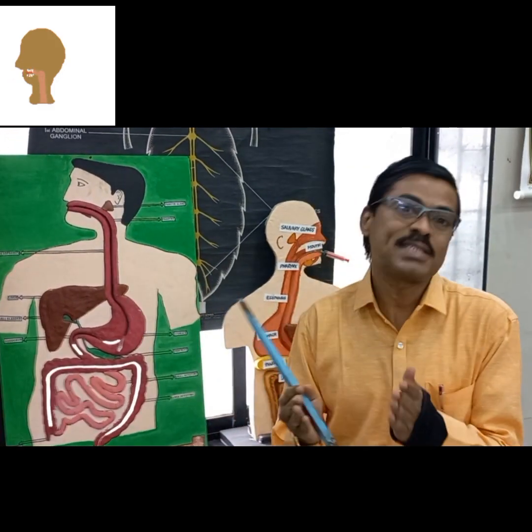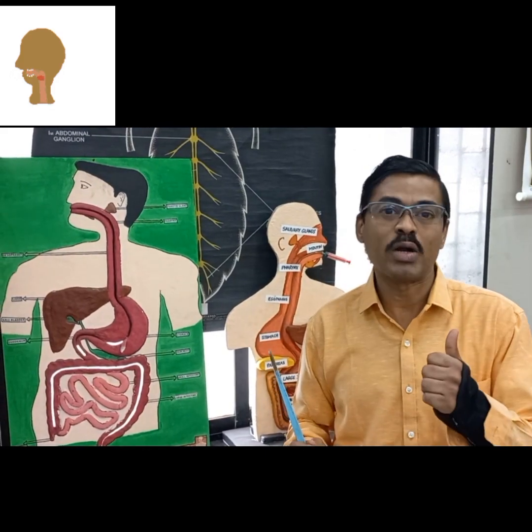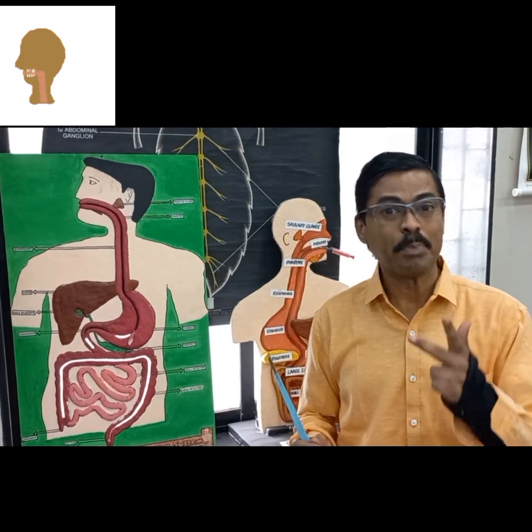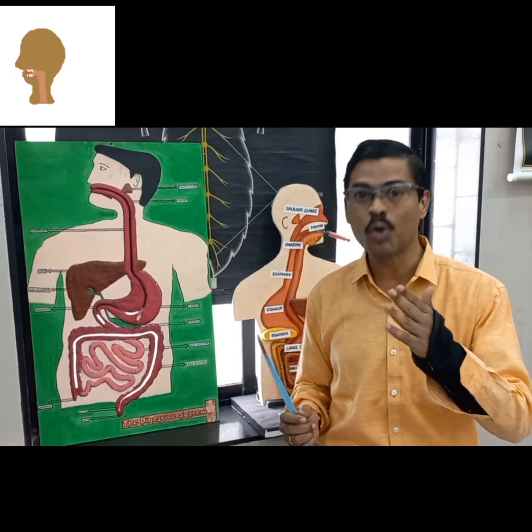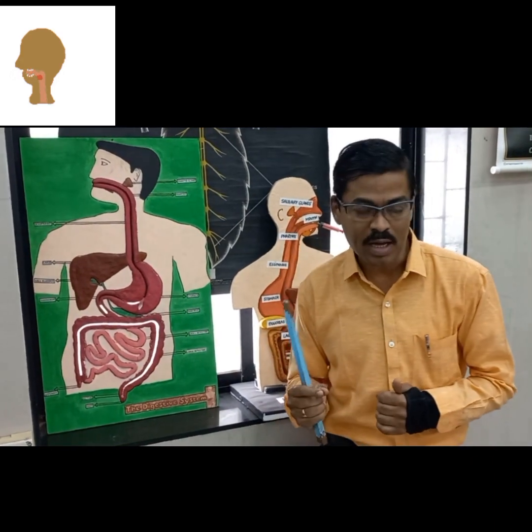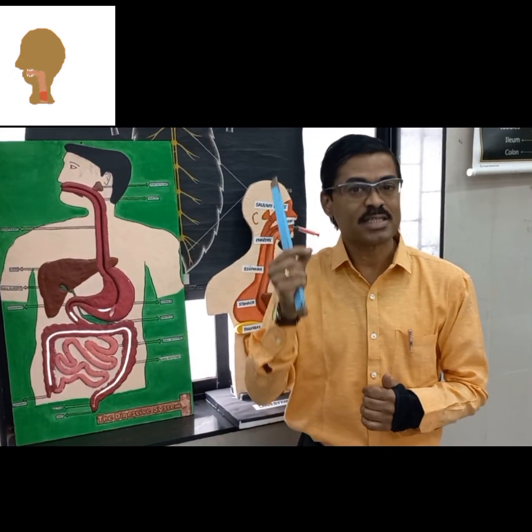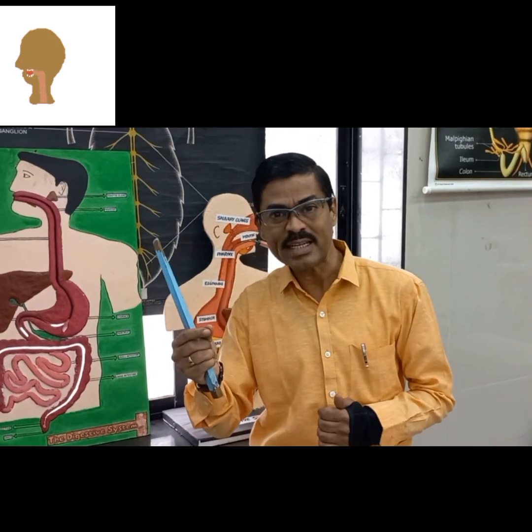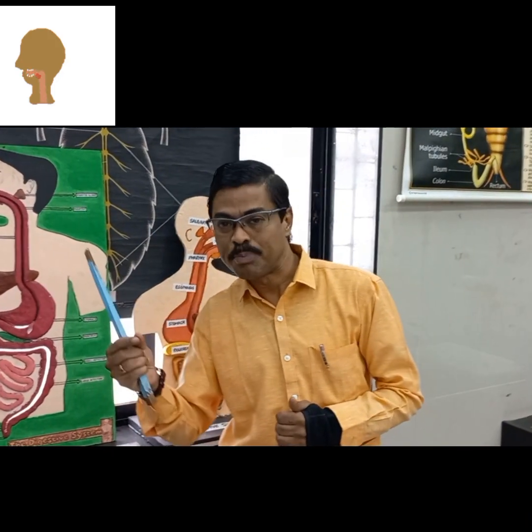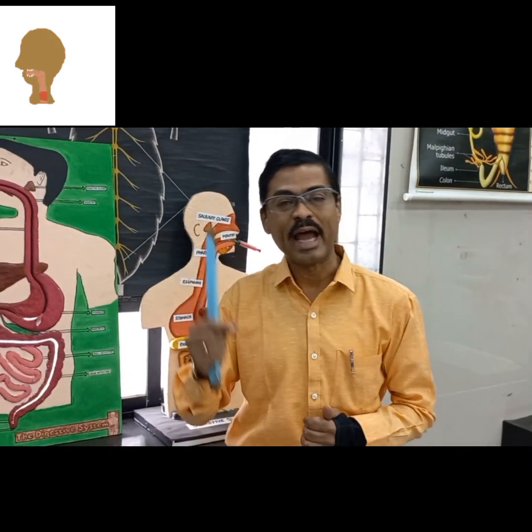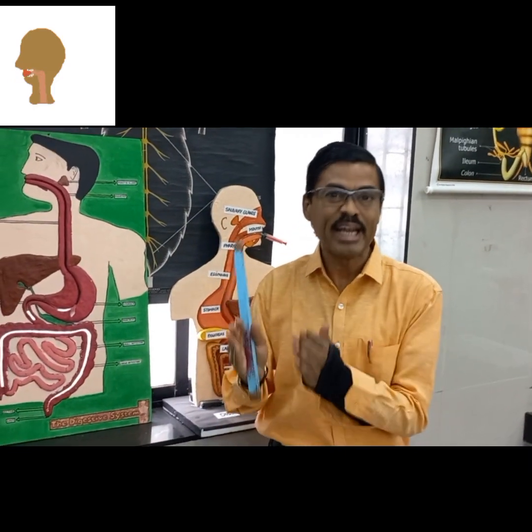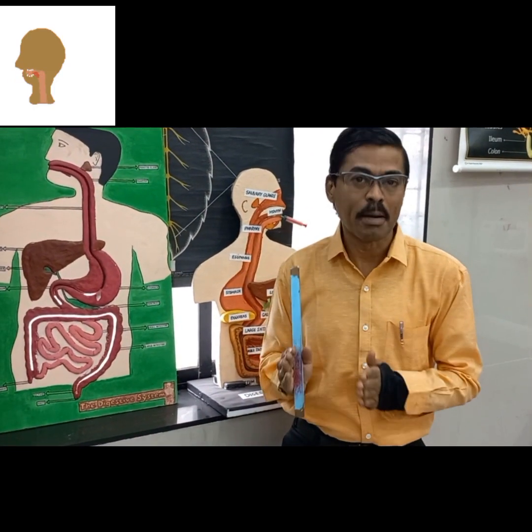The teeth, which are 32 in number, include incisors, canines, premolars and molars. Four types are there. The dental formula is incisors 2 by 2, canines 1 by 1, the premolars 3 by 3 and the molars 2 by 2. And in all 32 in number.